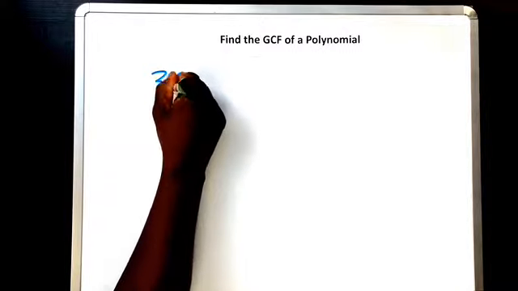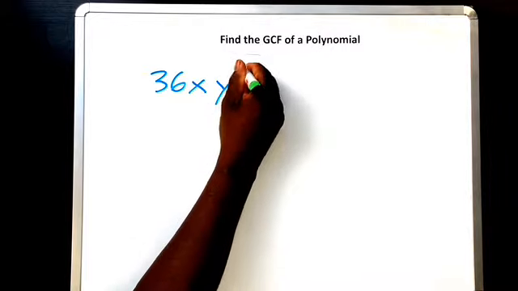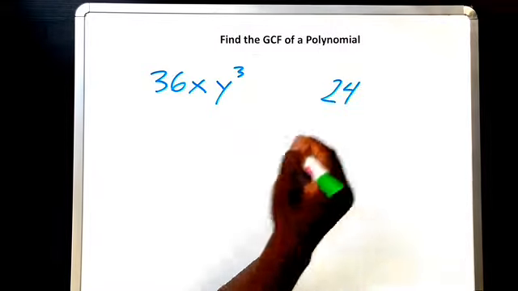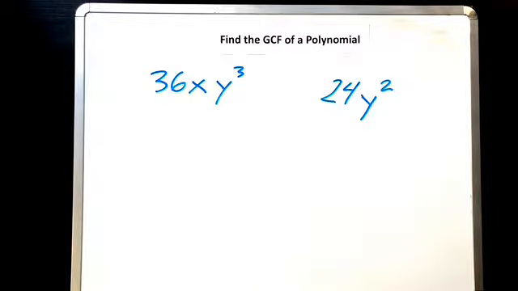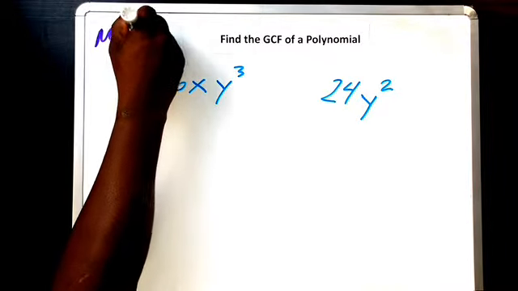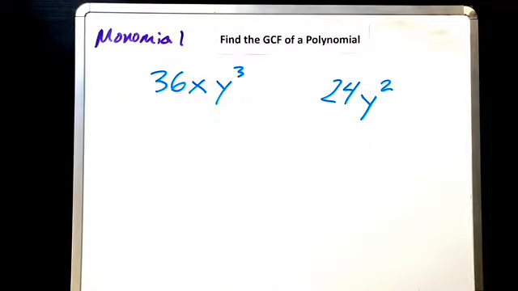So, let's go ahead and start with 36 times x times y to the third and 24 times y to the second. The first thing we want to acknowledge is that both of these are polynomials, but they have a more special, direct term: they're monomials. The reason why they're monomials is because they both are one-term expressions, right?